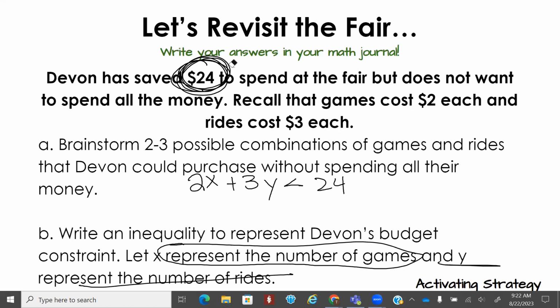Now, if you graph this, what are possible combinations that you could have? 3, 2. 2, 2. Okay, does that make sense? Anything that would be in that shaded region would work for this. Okay, go ahead on the next slide.